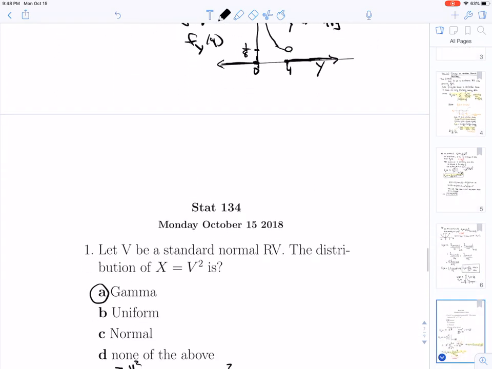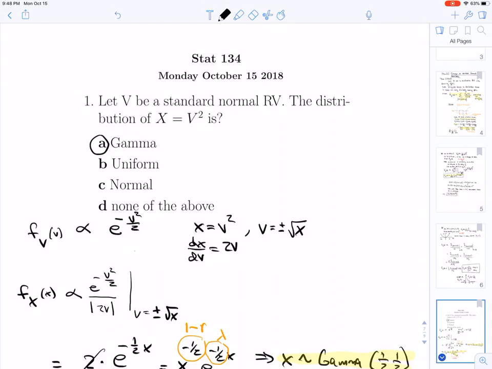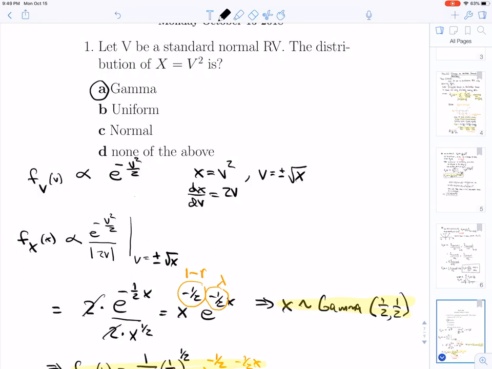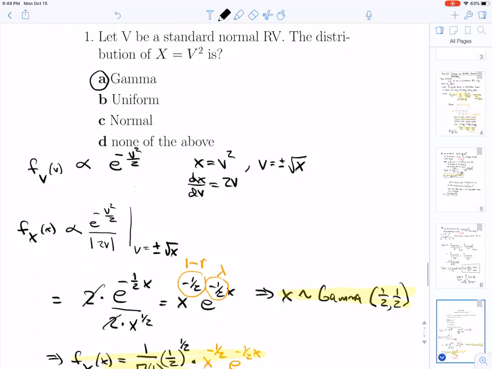So then we did a concept test. Let v be a standard normal random variable. The distribution of x equals v squared is gamma, uniform, or normal. So let's check. Okay, so I've written here the variable part of the standard normal, and so x is v squared, so v is plus or minus square root of x, and dx dv is 2v. So that's all you need.